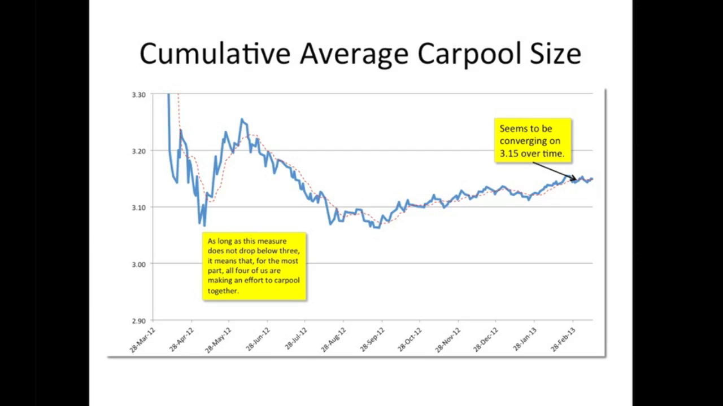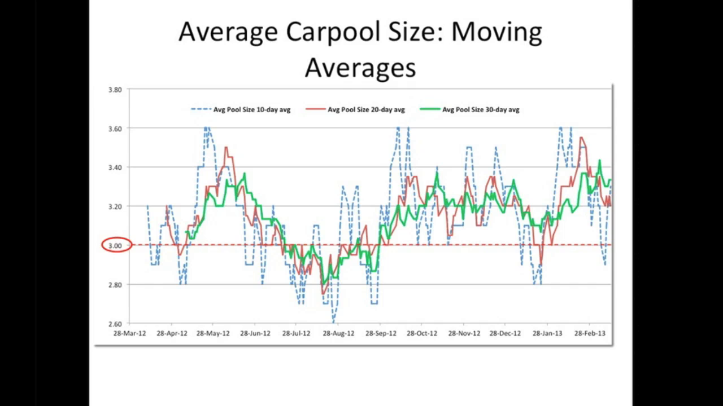This is the convergence I was telling you about for the cumulative average carpool size. This is the running average, and you can see that it's very volatile at first, as you would expect, but then it seems to converge at about 3.15. And as long as that measure is over 3, what that means is that basically all the participants in this carpool are making an effort to carpool together. Another way of looking at the trend is by looking at moving averages.